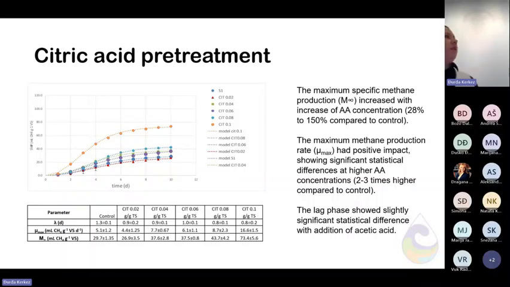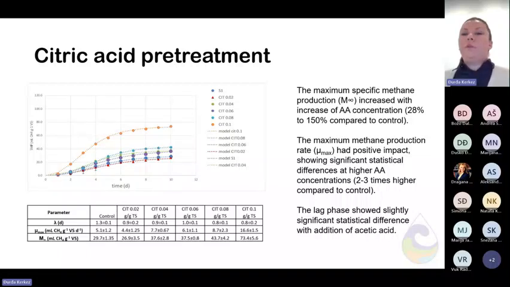When we come to citric acid pretreatment, it showed that maximum specific methane production is lower in comparison to acetic acid pretreatment, and it is in the range of 20 to 150%. Also, the maximum methane production rate is 2 or 3 times higher compared to control, and the lag phase didn't change significantly.